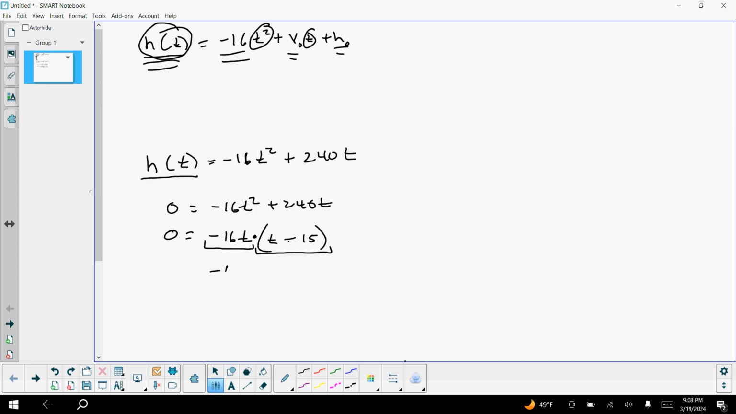So, when will negative 16t equal 0? Negative 16 times what is 0? Well, when t equals 0. When will t minus 15 equal 0? What number minus 15 equals 0? When t equals 15. So when is the rocket on the ground? At time equals 0 when it starts, and after 15 seconds when it comes back down. How long is the rocket in the air? The time of 15 minus 0, or 15 seconds.